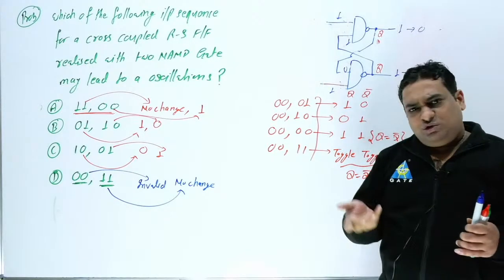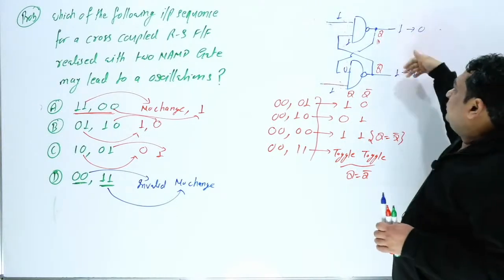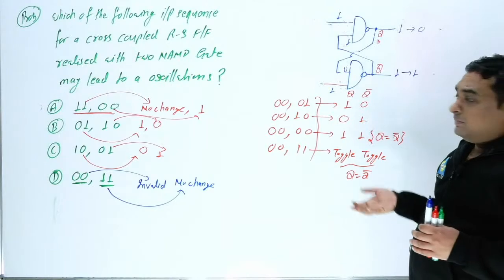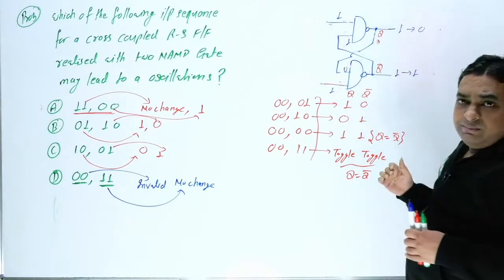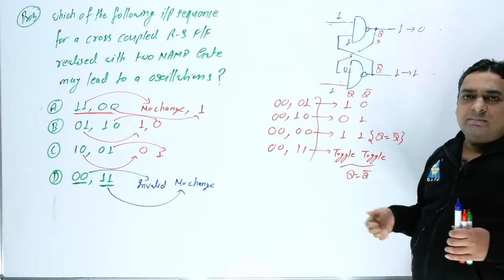It can be either 0, 0 or 1, 1. It can be anything. It is not necessary that both are 1, 1. Initially both can be 0, 0 also. But by using a NAND gate you cannot create both outputs as 0, 0.